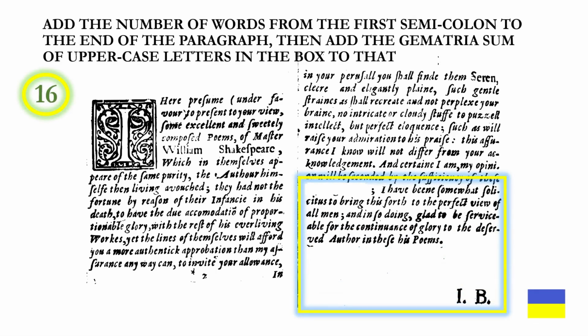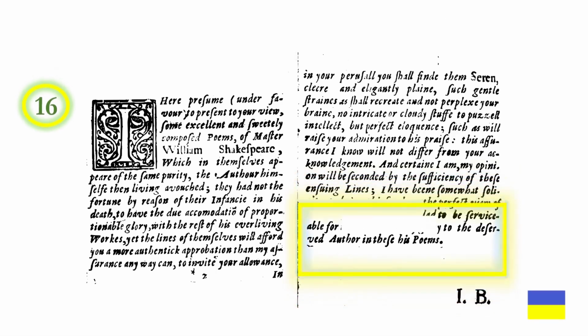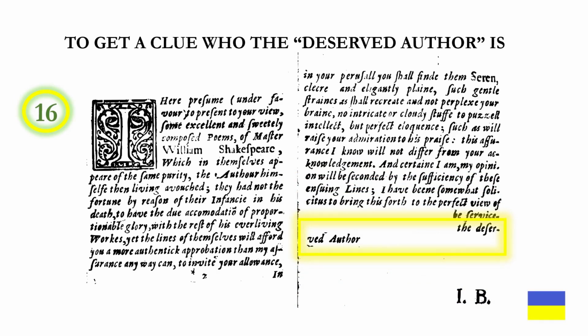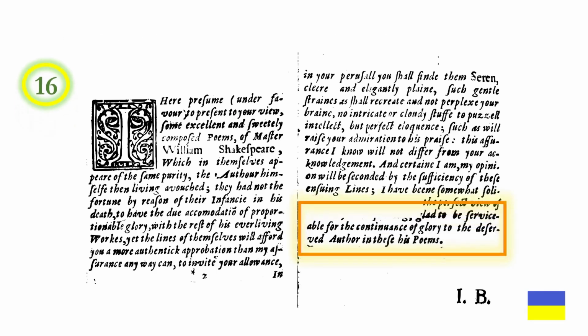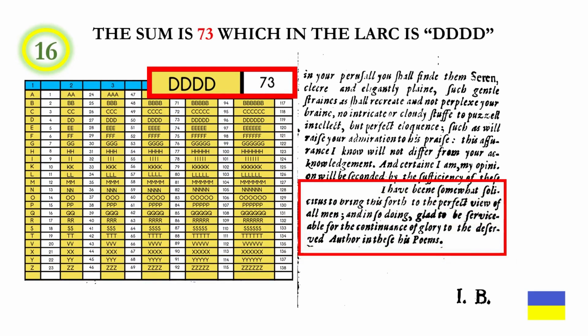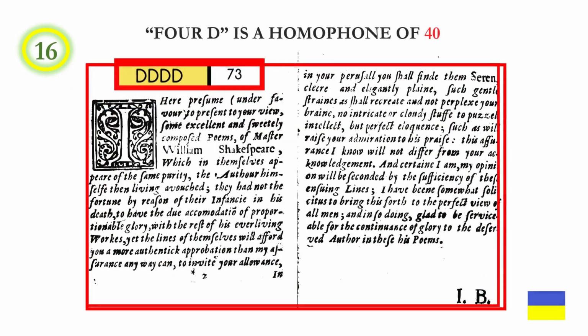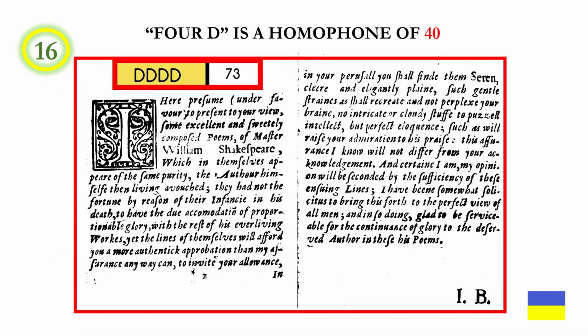In our next little puzzle, we add the number of words from the first semicolon in the last sentence to the end of the paragraph. Then add the gematria sum of uppercase letters in the entire box to that. To get a clue who the, quote, deserved author, unquote, is. The sum is 73, which in the Latin alphabet repeating count is D, D, D, D. 4D is a homophone of the number 40.